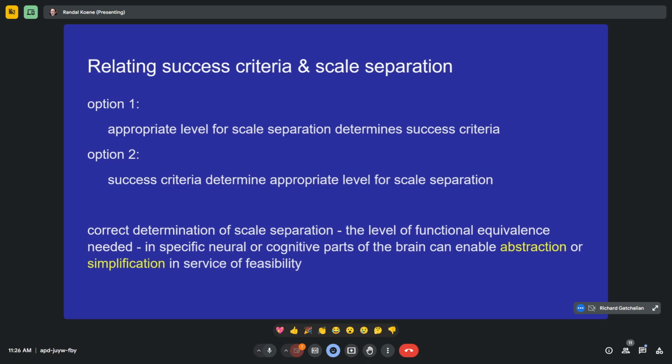You could approach the relationship between scale separation and success criteria from either end when you look at option 1 or option 2. Either the appropriate level for scale separation determines success criteria, or success criteria determine the appropriate level for scale separation. And I think we're mostly leaning into option 2 here. Substrate independence at the scale separation boundary implies that details beyond that level are functionally abstracted away.